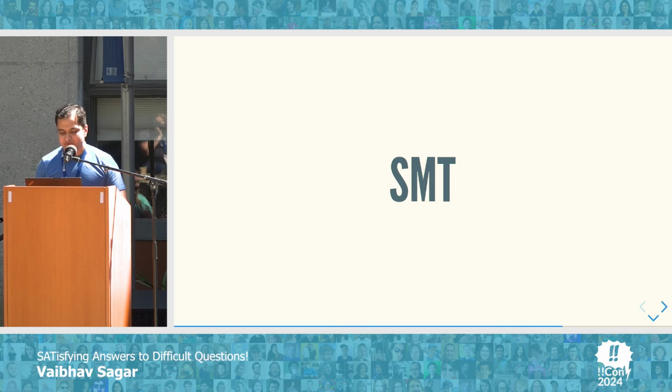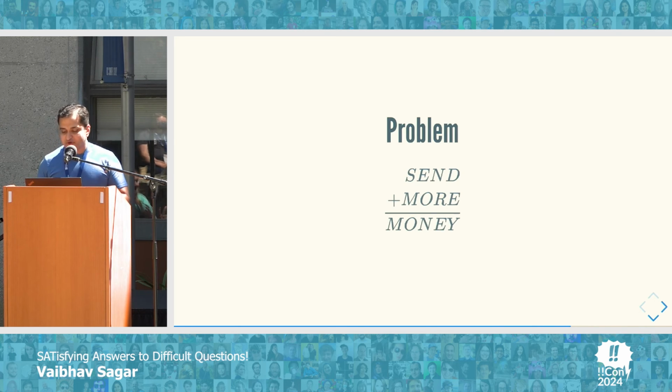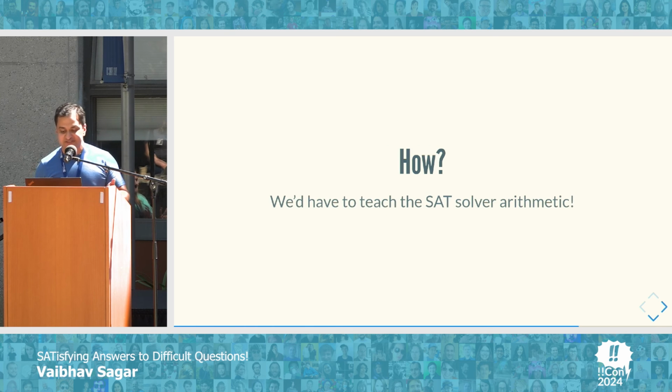Okay, so far we've been operating at the level of Boolean formulas, Boolean logic, Boolean variables. So how does that help us solve a problem like this, which is a puzzle where the objective is to assign digits to SEND and MORE such that this is valid mathematically, send plus more equals money. So this is very hard to solve using the techniques that I just described, at least for me, because I can't figure out how to tell the SAT solver that it needs to carry the 1, etc. So essentially, to do this correctly, I'd have to teach the SAT solver arithmetic. And fortunately, a bunch of people have already gone ahead and done this.